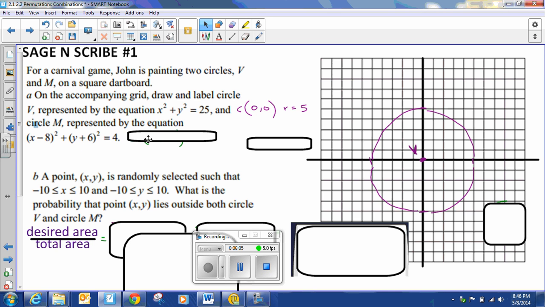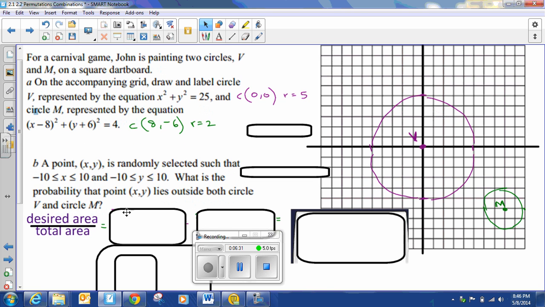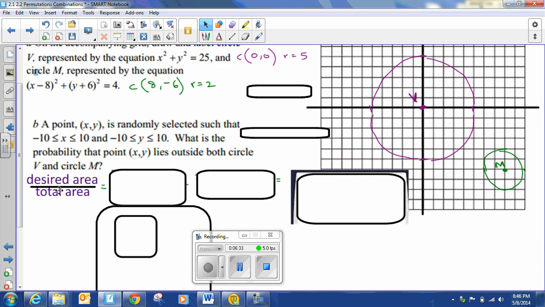This circle over here is centered at 8, negative 6, and this radius is 2, so it's much smaller. And there it is. Circle M, circle V. What is the probability that when you play this game, you hit a point that lies outside of both circle V and circle M? So one more time, you have to ask yourself, it's desired area divided by total area.